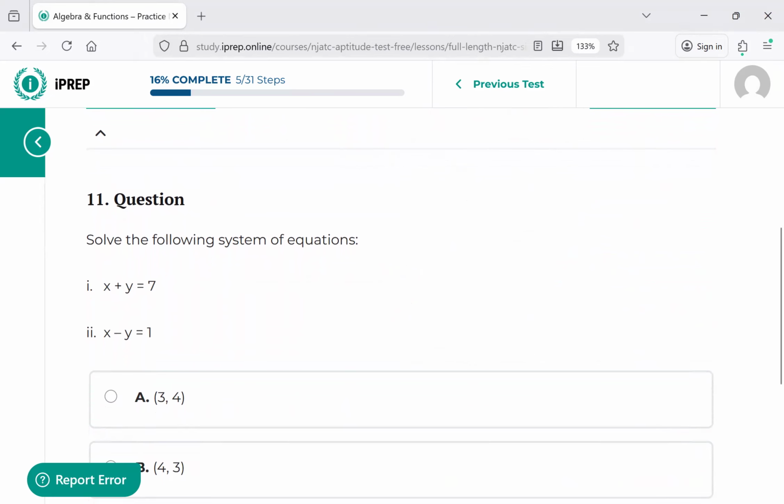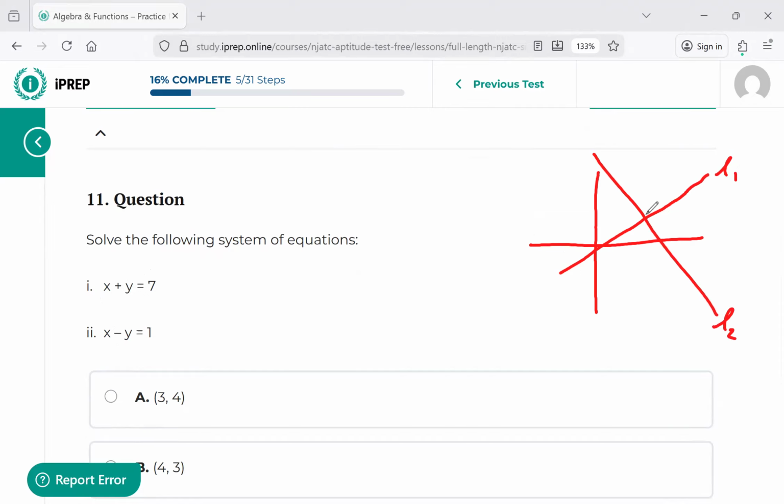Okay, question 11. This is a different style problem. We have: solve the following system of equations. We have x plus y equals 7, x minus y equals 1. When they say solve the system, what's really happening is these are two linear lines. I'm just making this up. Let's pretend x plus y is a line that might look like this, and the other line, x minus y, might look like this. What you're doing is finding the solution, or the point of intersection, which is a coordinate.